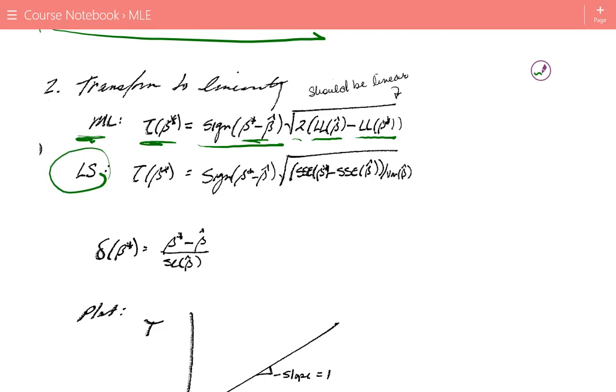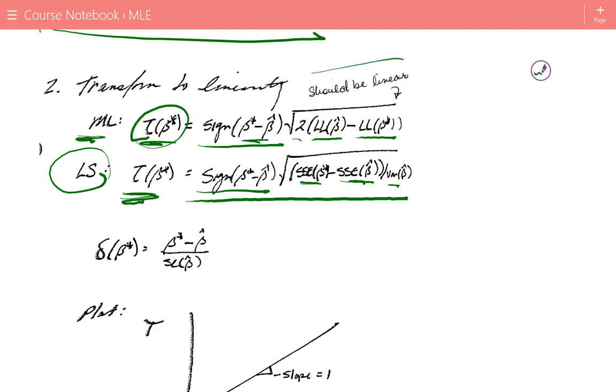I'll say this now because it will apply to next week's lecture. You can do the same thing with the sum of squared errors for the least squares estimators. You take the sign of the difference and you look at the sum of squared errors. In this case, it's beta star minus beta hat, and you want to divide it by the variance. But you use this quantity. And now if you were to plot this against beta star, it should be linear.